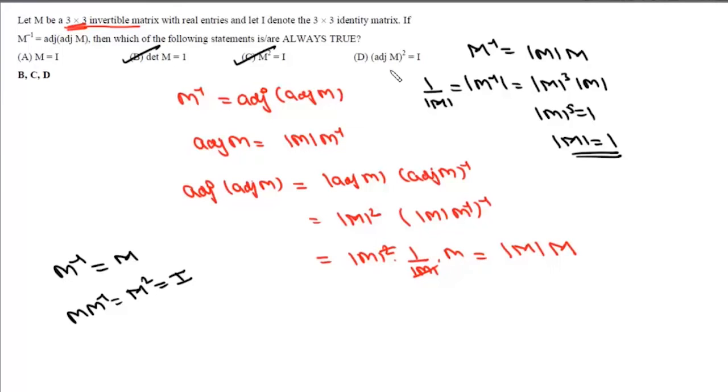Now we find adjoint of M square. Now we write adjoint of M. Adjoint of M will be simply determinant of M, which is 1, into M inverse. Now M inverse is equal to M, so it will be equal to M. Now we square it, we'll write adjoint of M square, and it will be equal to M square, and M square is I. So adjoint of M square will also be I. So the correct options are B, C and D.